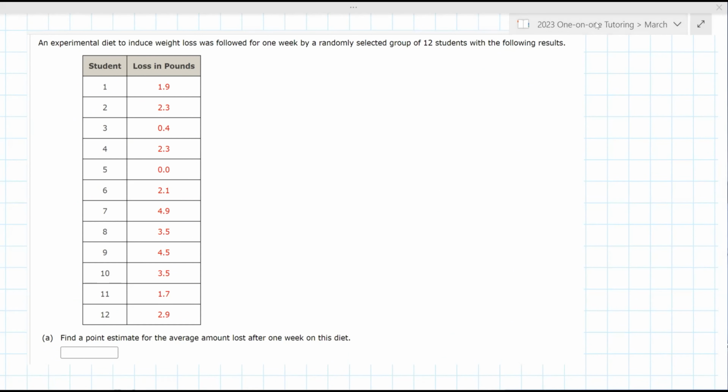Okay, so part A, you need the mean. Part B, you need the variance, which is S squared. Part C, you need the standard deviation. Okay, so all of these things you get from the calculator. You would not want to try and do this by hand ever. So we will be going back to the calculator.